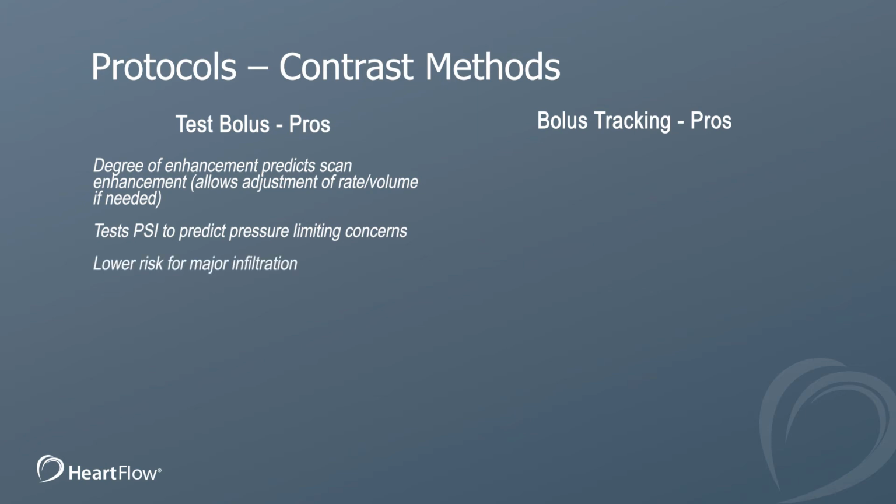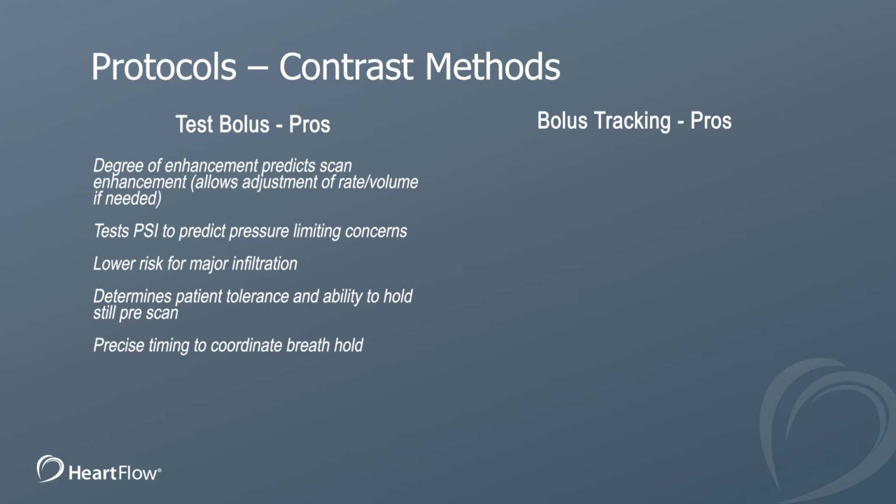In addition, test bolus offers a potentially lower risk of major IV infiltration. In case the IV is tenuous and you inject only 15 cc's of contrast rather than 60 to 80, you have a minor infiltration versus an entire contrast bolus where you could have a more major one. We also get a chance to see how well the patient tolerates the contrast on the initial test run. It lets us see if they hold their breath appropriately, if they hold still, and if they have any anxiety or concerns that need to be addressed before the scan.